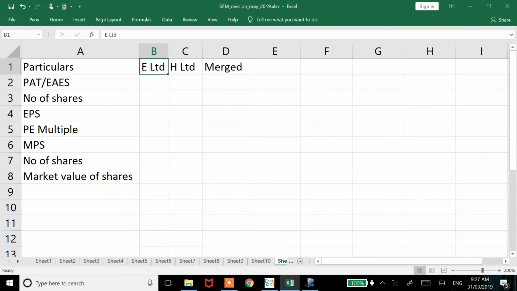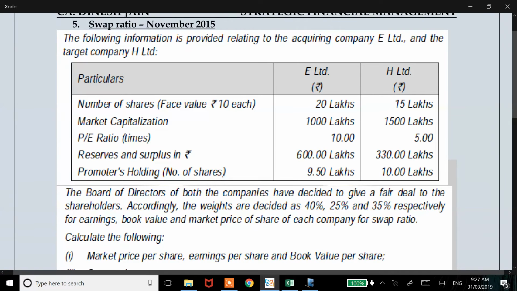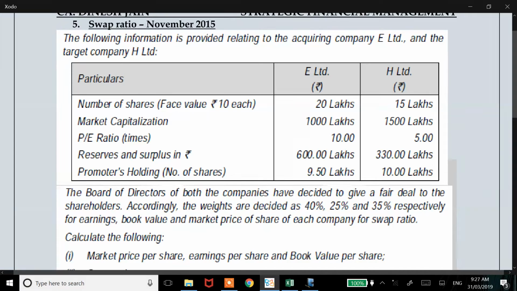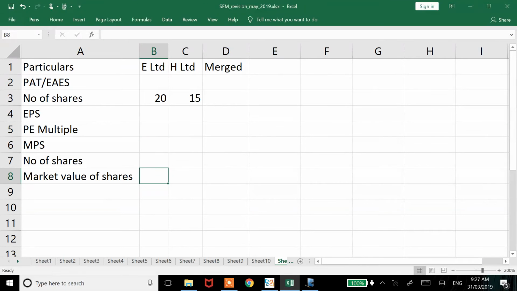Go through the question and start putting the data in that format. Number of shares 20 and 15. Market cap 1000 and 1500. The format will take you to the answer, 1000 and 1500. P multiple is given, 10 and 5.